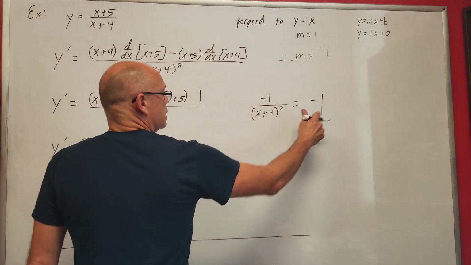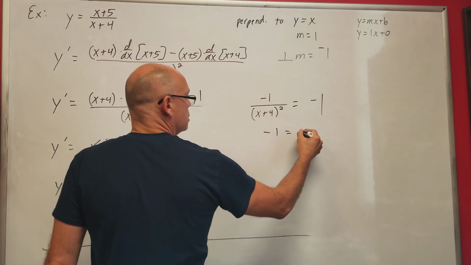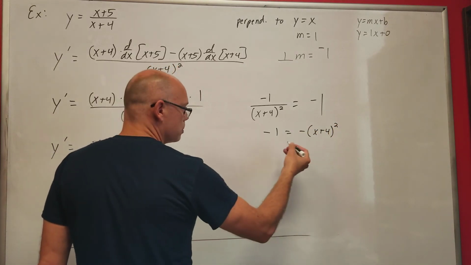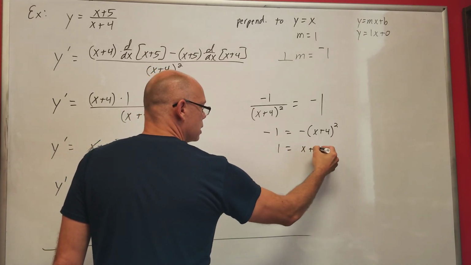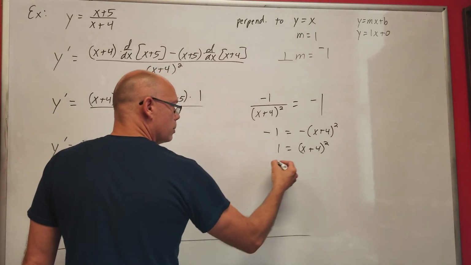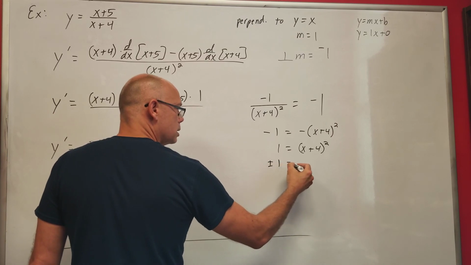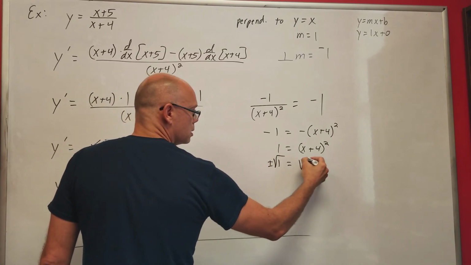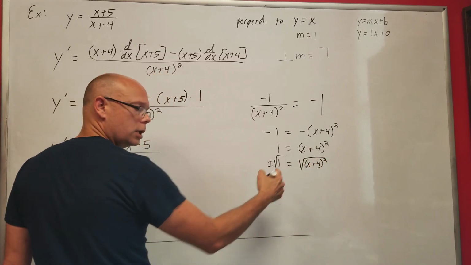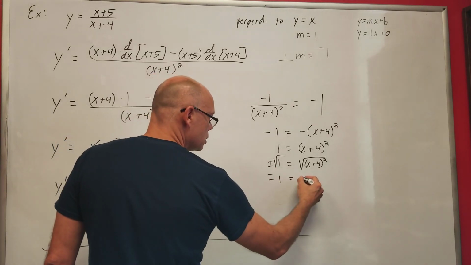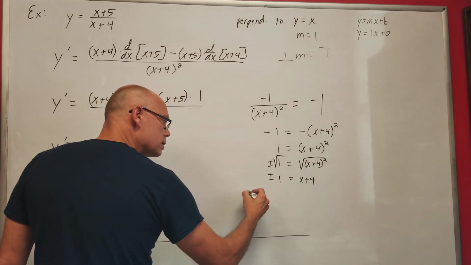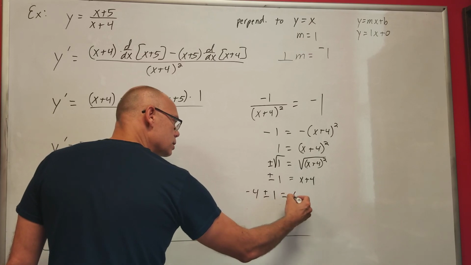Let's multiply both sides by the denominator. -1 is equal to -1 times x plus 4 squared. If I divide or multiply both sides by -1, 1 is equal to x plus 4 squared. Now, if we take the square root of both sides, we get plus or minus 1 is equal to the square root of x plus 4 squared. So that's plus or minus 1 because the square root of 1 is 1. It's equal to x plus 4. Solve for x. So we're going to subtract 4 from both sides. So we'll have -4 plus or minus 1 is equal to x.